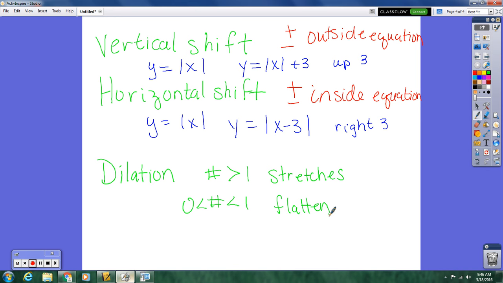And we did one more thing. If you have your quadratic or your absolute value, how do we make it go down? How do we flip it? We put a negative. To flip it, or they call it a reflection, you add a negative. Use a negative sign. All right, so let's do one just to practice here.